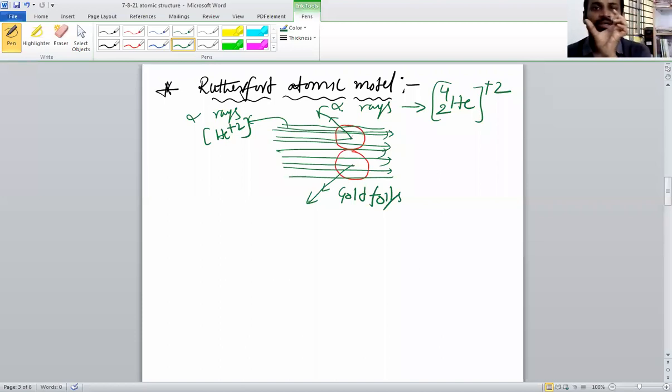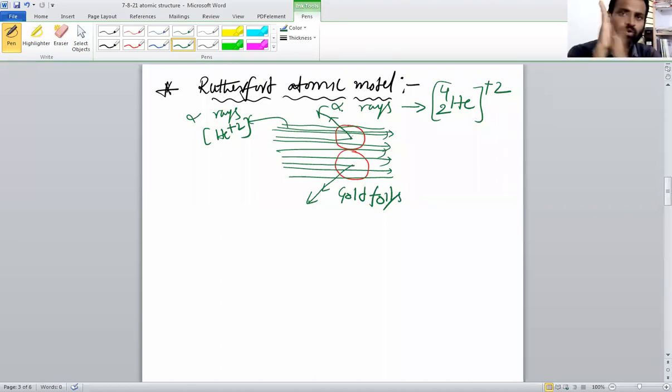First, he considered gold foil of 10 mm thickness. He kept the gold foil like this, and through the gold foil he sent alpha rays. What did he observe? Maximum of the rays pass through the gold foil. Around 10,000, just one or two rays come back. Suppose this is the gold foil and I'm sending alpha rays like this. Maximum of the rays pass through; they are not coming back.